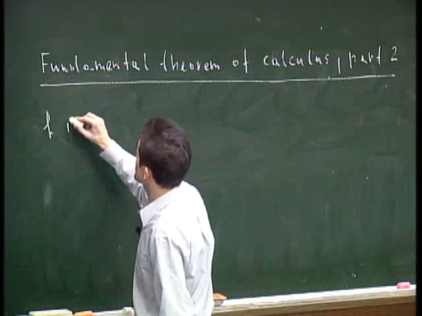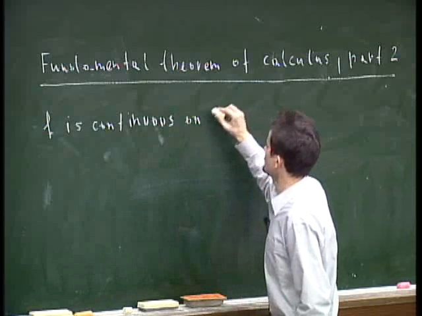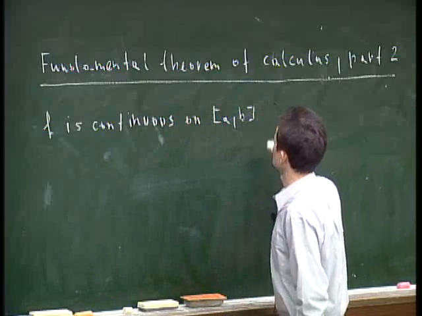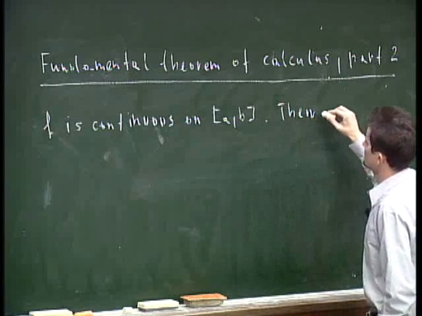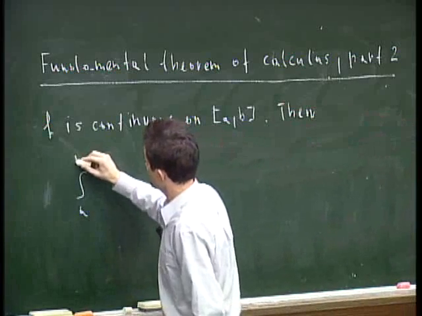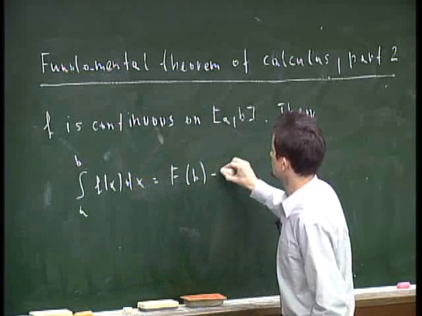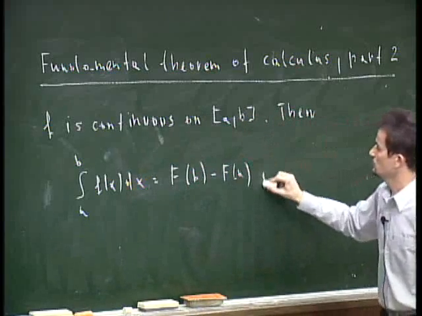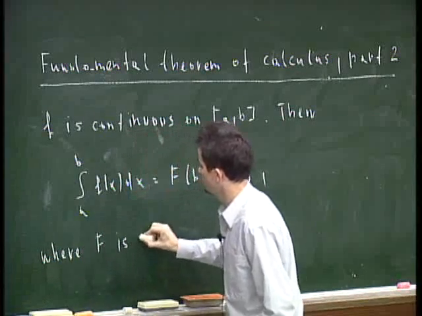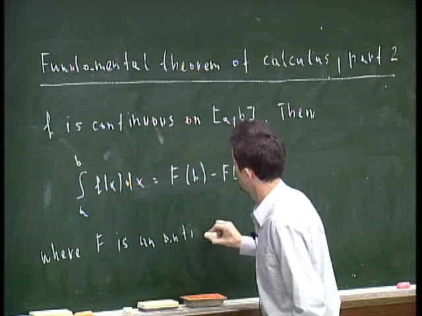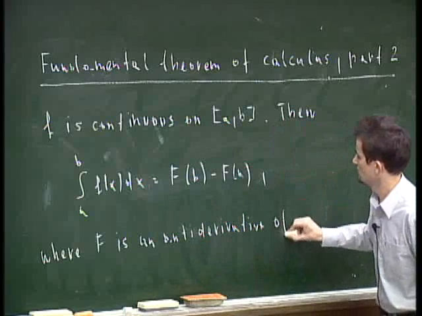Okay, so assume that f is continuous on [a, b]. Then the integral from a to b of f of x dx will be equal to F of b minus F of a, where F is an antiderivative of f.